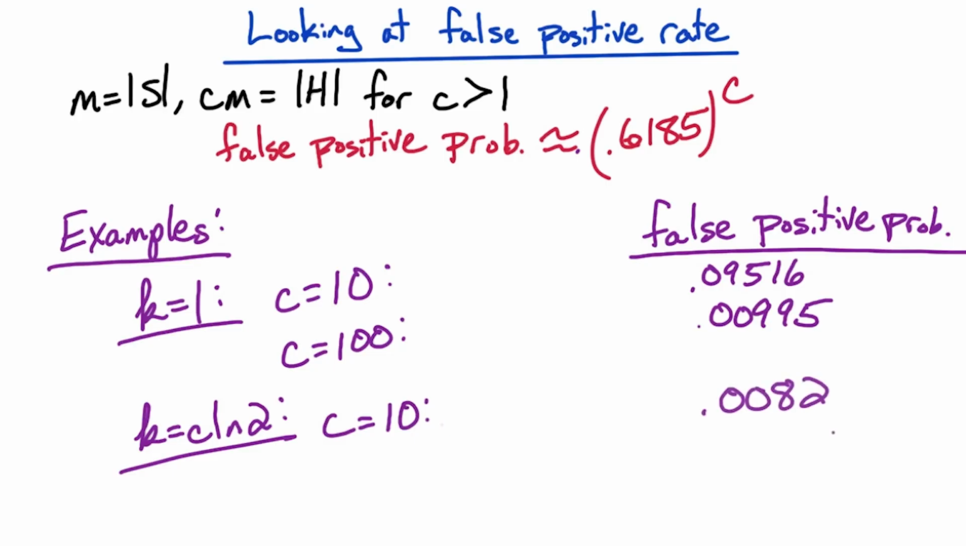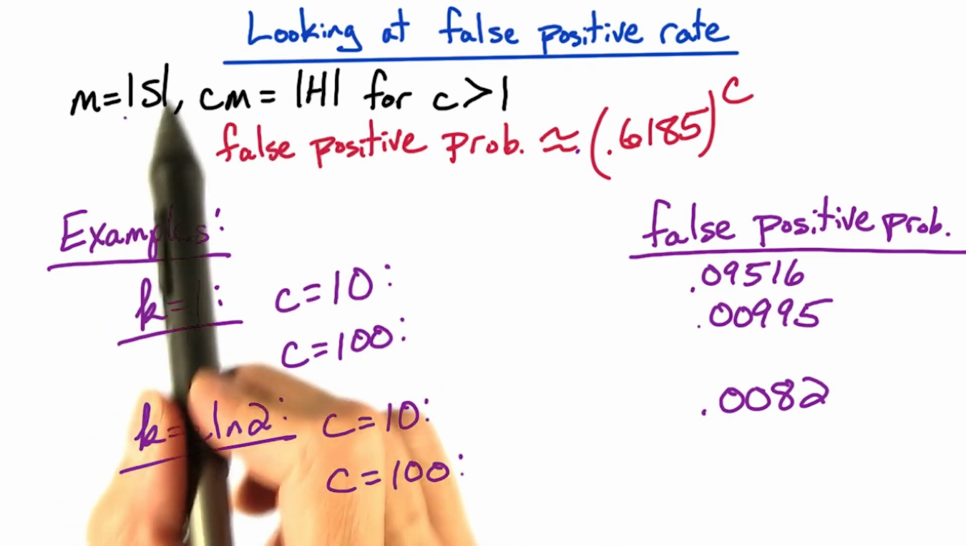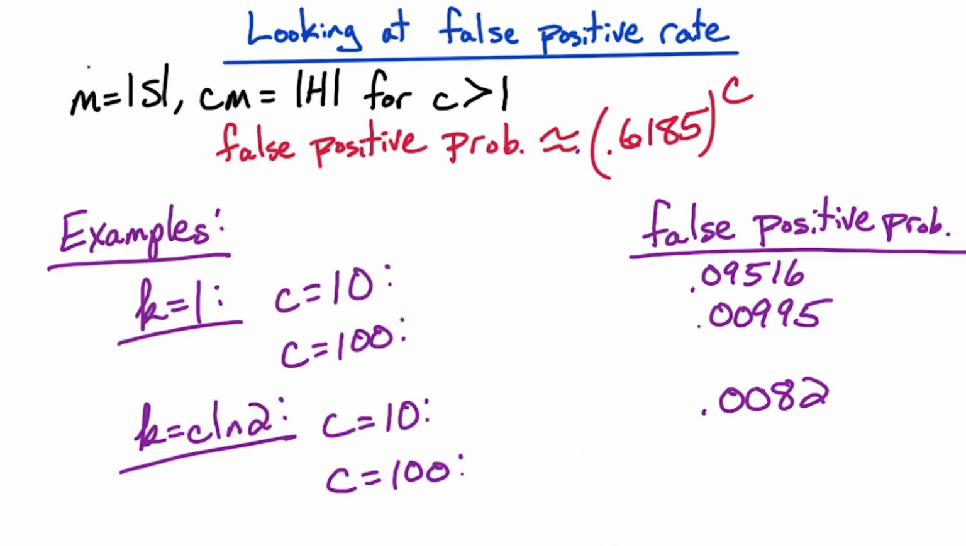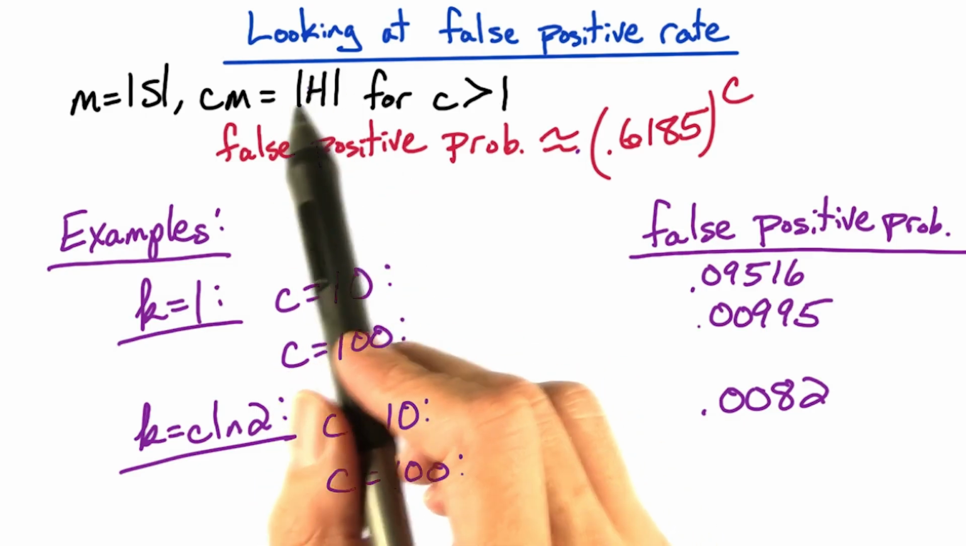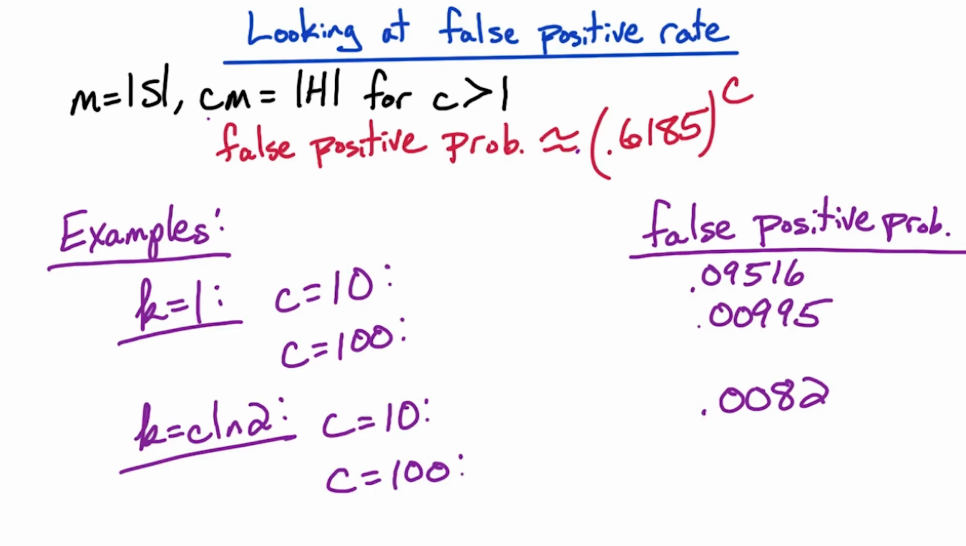What do we get? We get 0.0082, a reasonable gain, but not that much better than c equals 100 with this simple k equals 1 case. Let's try c equals 100. So our hash table is 100 times bigger than the database we're trying to store. But this is just a binary string, right? So it's very reasonable to consider a hash table which is 100 times bigger. Now the false positive probability is 1.3 times 10 to the minus 21.